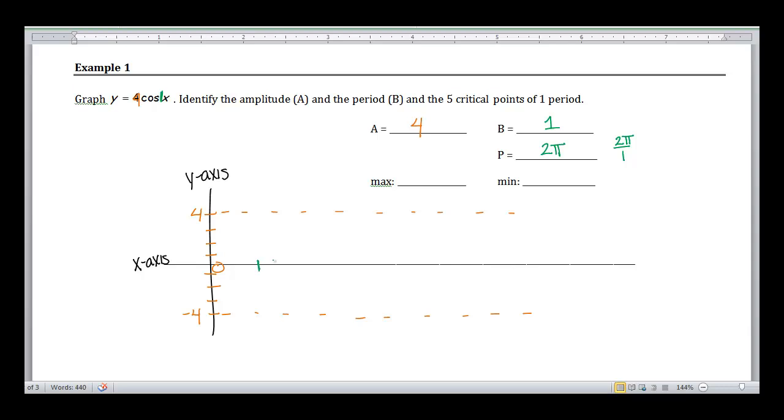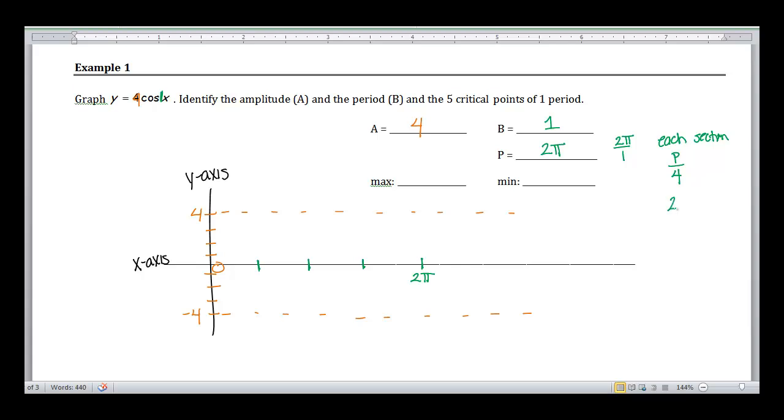So I can do that by dividing up my x-axis into 4 sections. If I start at 0 and travel a length of 2 pi, I know I'm going to end at 2 pi. To figure out these other values, I want to think about each section's length. Each section is going to be obtained by taking my period and dividing it into the 4 equal sections.